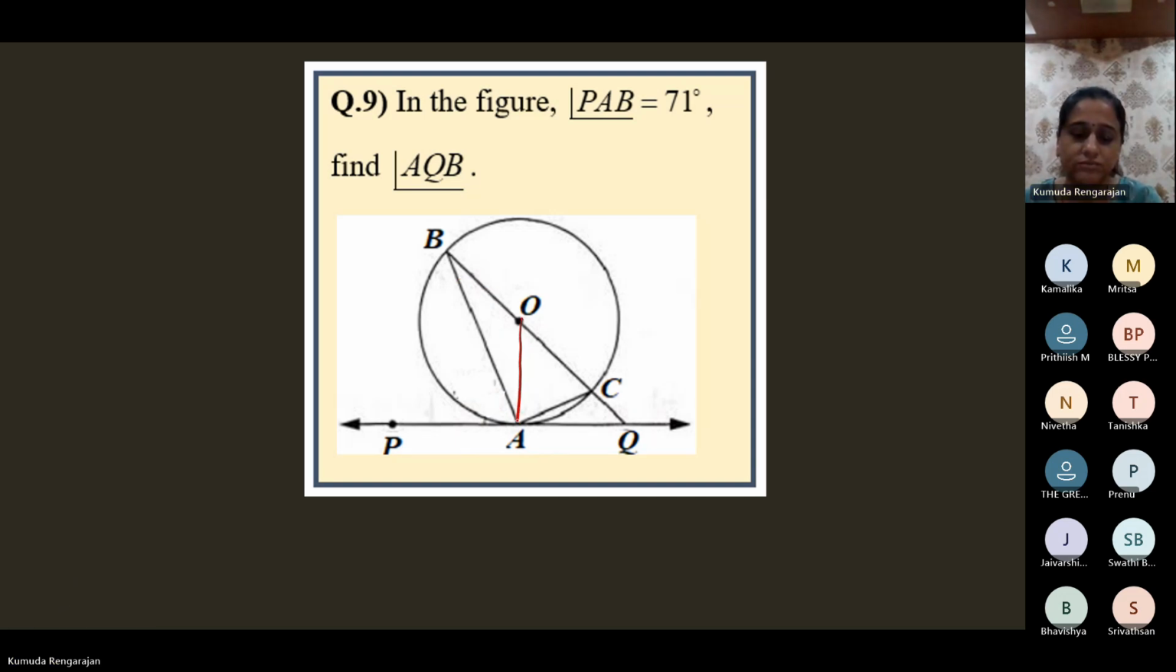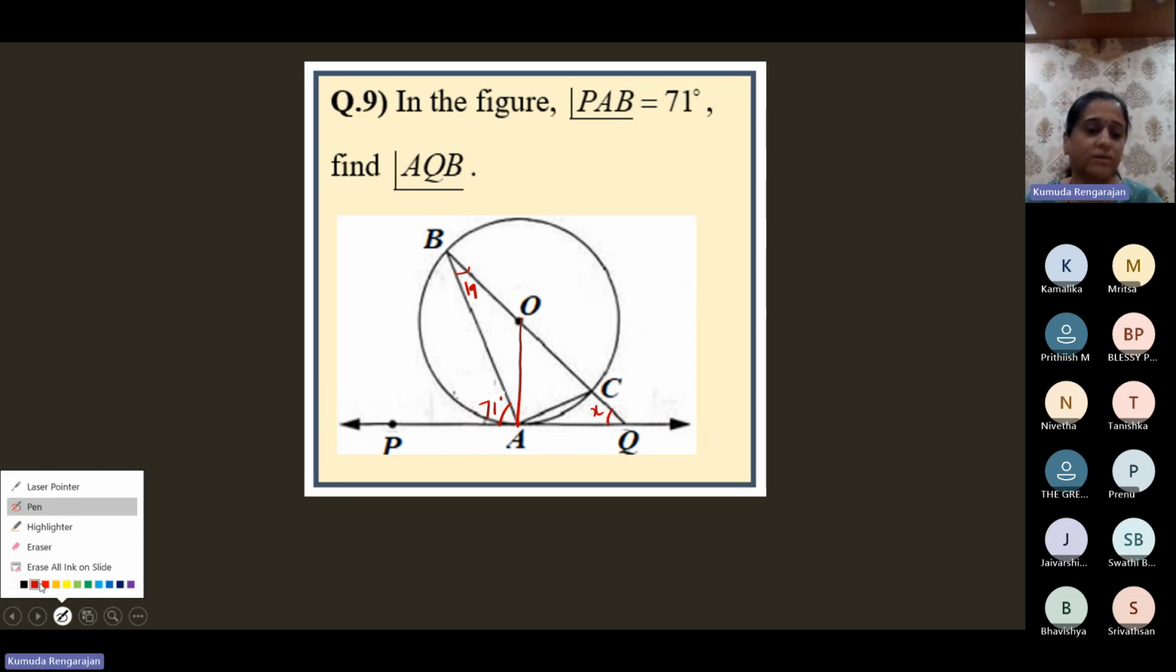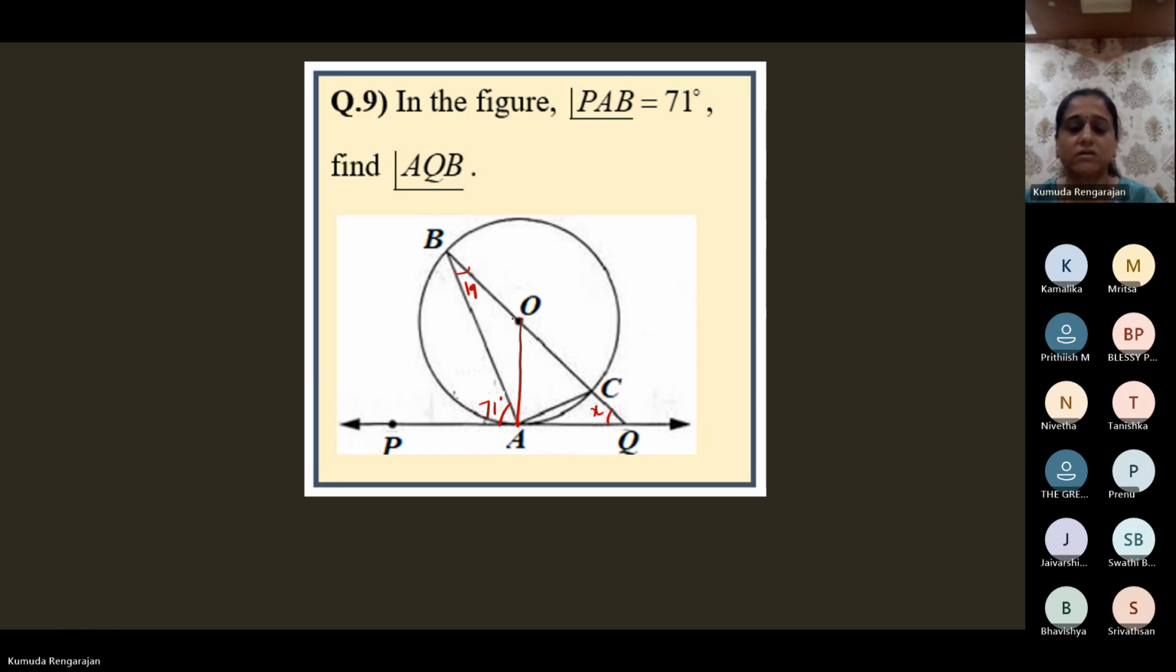Now, this is 19, okay? So I'll mark this AQB as X. Now, by the exterior angle property in a triangle, AQB is a triangle, and the 71 degrees is the exterior angle. So exterior angle 71 is equal to the sum of the two interior opposite angles, 19 plus X. So X is equal to 71 minus 19, 52 degrees.